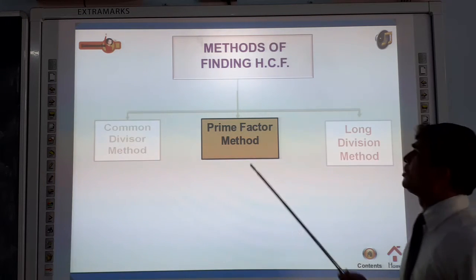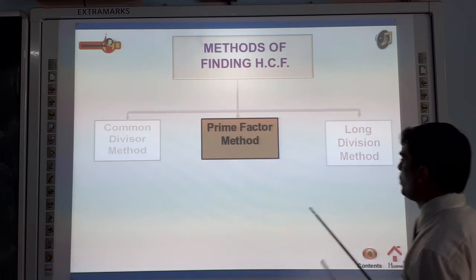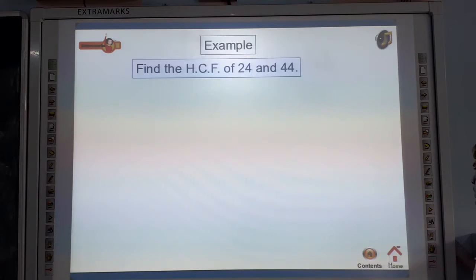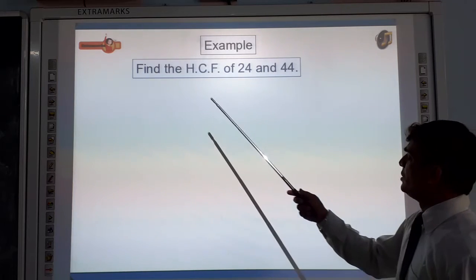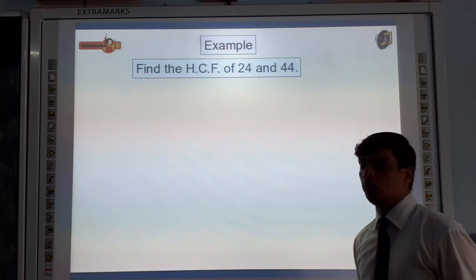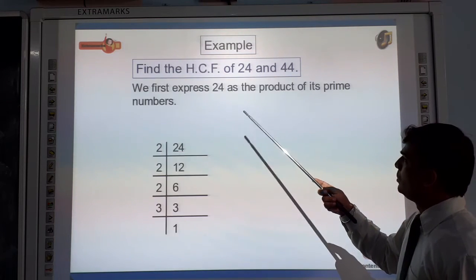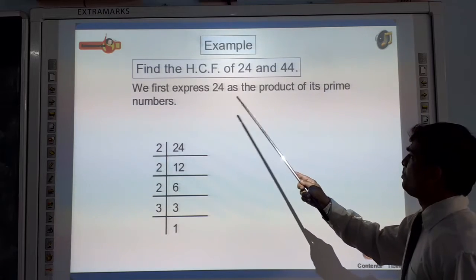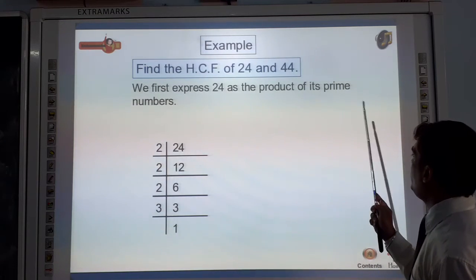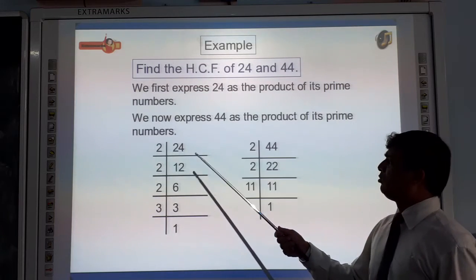Now second method, prime factor method. Okay, look at this. Example: find the HCF of 24 and 44. Show the board. We first express 24 as the product of its prime numbers. Look at this. Factor of 24.